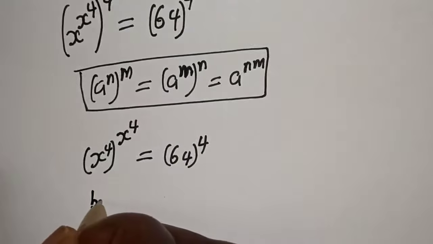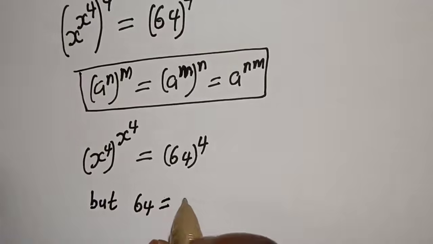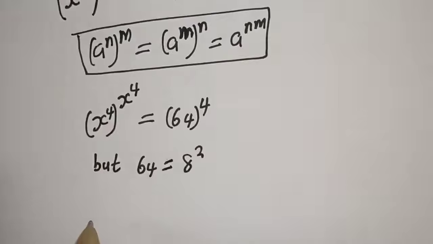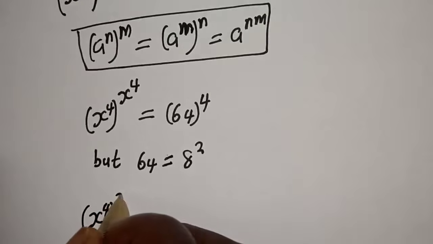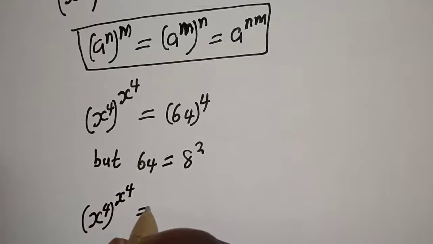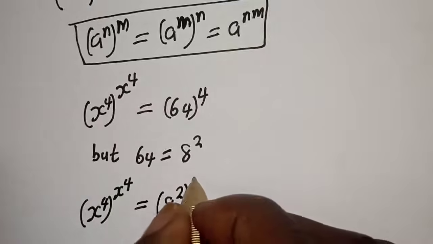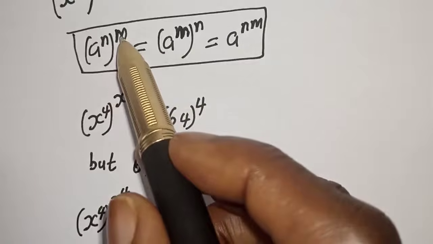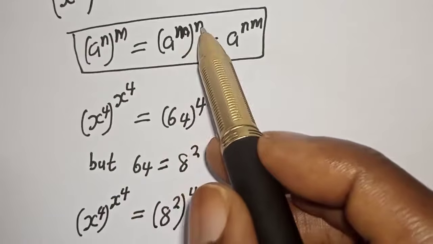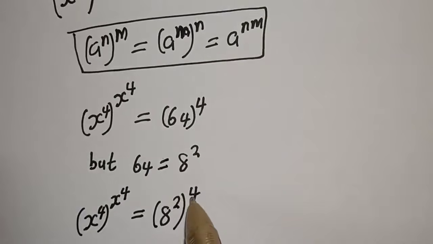But 64 is equal to 8 square. Then this is s raised to power 4 to the power of s raised to power 4 is equal to 8 square to the power of 4. Now from this rule, we have a raised to power n to the power of m is equal to a raised to power m to the power of n is equal to a raised to power nm. Then this is 2 multiplied by 4.